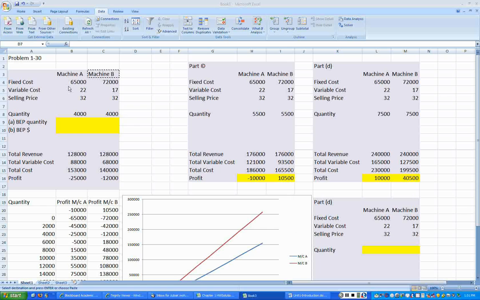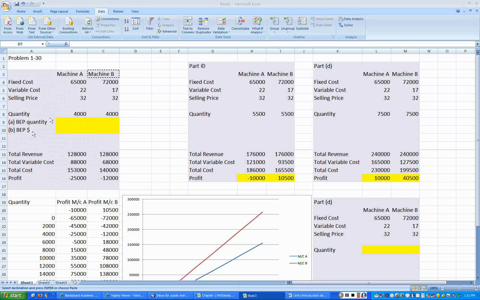For machine A, the fixed cost is 65,000, and for machine B it is 72,000. The variable cost to produce is 22 and 17 respectively. The selling price, regardless of whether you go with machine A or machine B, is the same, $32 a piece. What is asked for in the problem is several different things. The first question is to find the break-even quantity. The second one is to express that in terms of dollars.